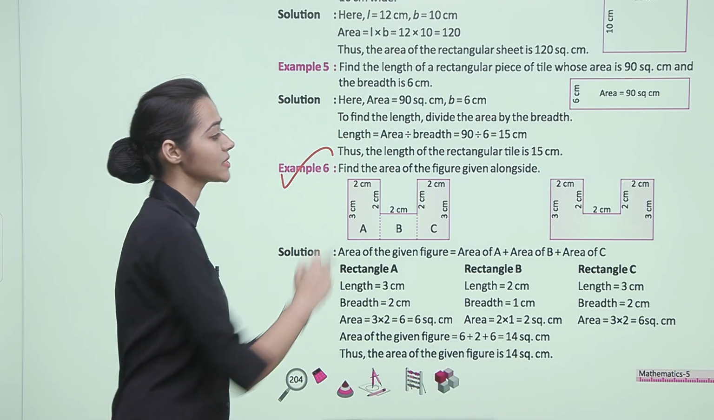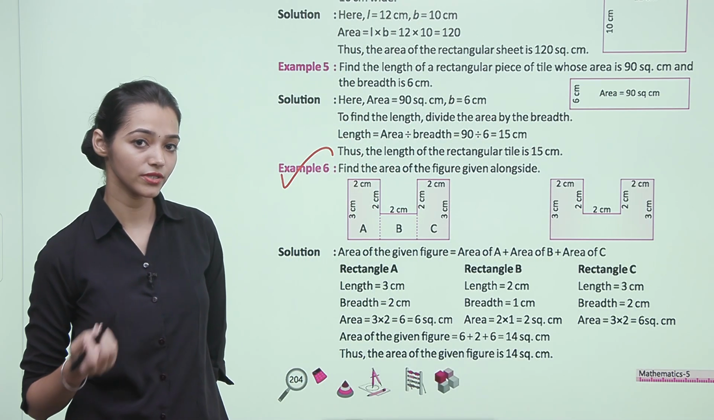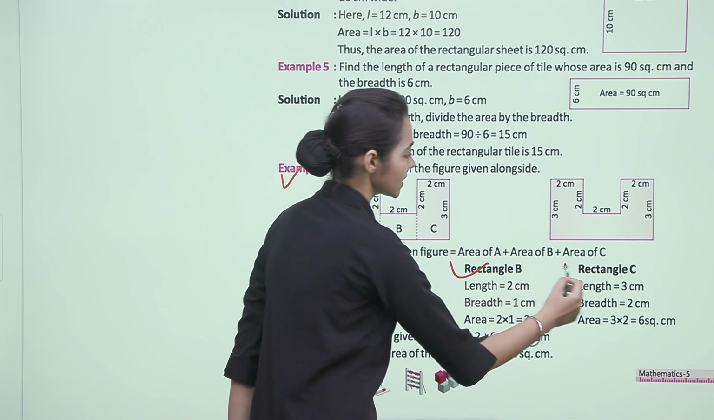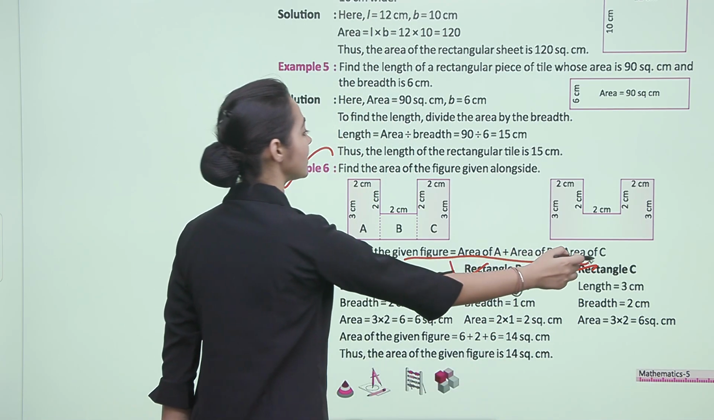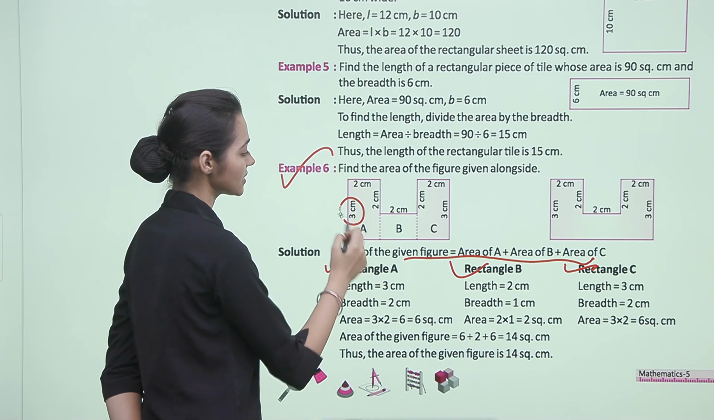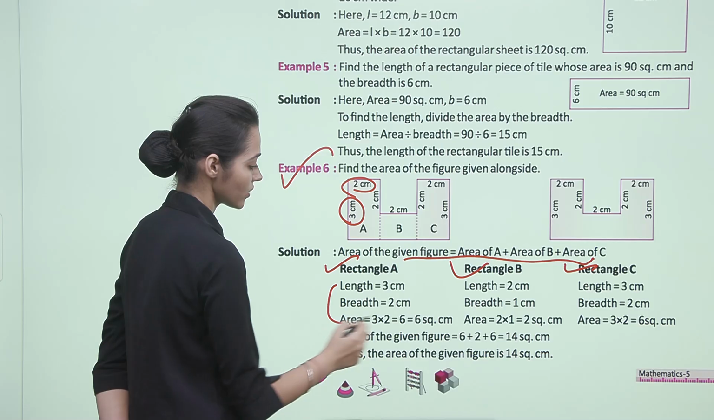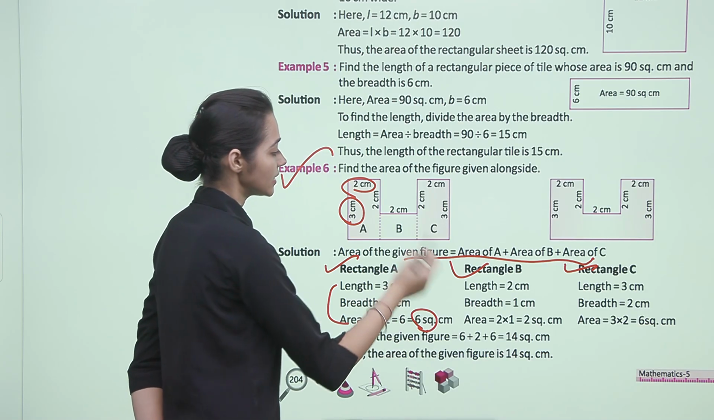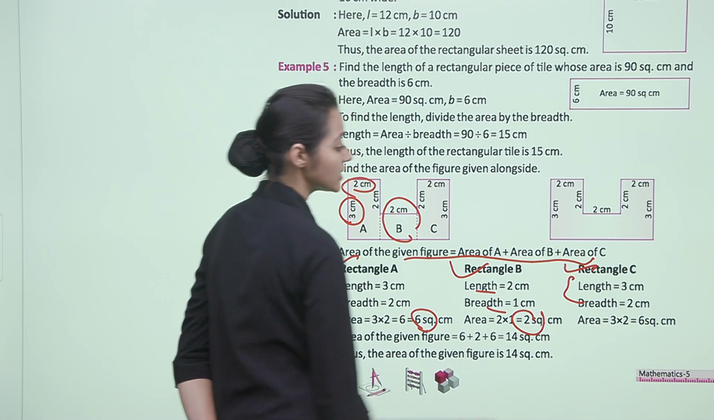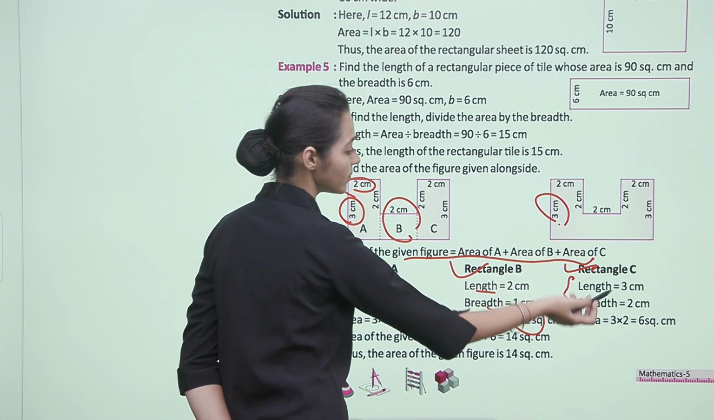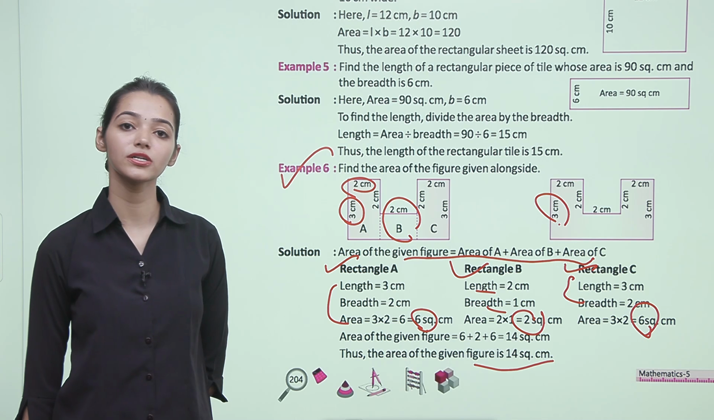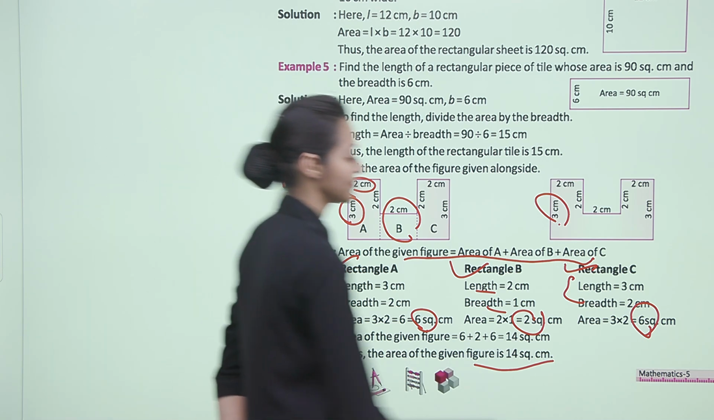Now let's look at example number 6. We have to find the area of the given figure alongside. Here we have to find the area of rectangle A, then rectangle B and then rectangle C, and after that we will add the areas of A, B and C. Firstly, for rectangle A, length is 3 and breadth is 2, so area is 6 square centimeter. In rectangle B, length is 2, breadth is 1, so 2 square centimeter. In rectangle C, length is 3 and breadth is 2, so 6 square centimeter. After summing, the area of the whole figure is 14 square centimeter.